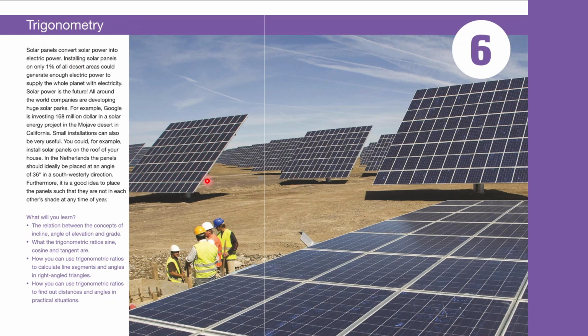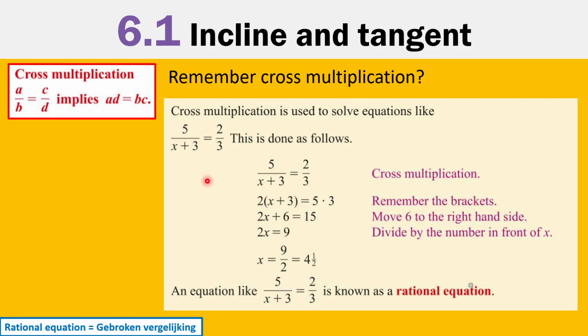Okay? So we start with 6.1 theory A, and the paragraph itself is called inclines and tangents. We will take a look at that in theory B and onwards. First, we're going to take a look back at, I think this is first discussed in chapter 2. It came back in chapter 4 as well, when we were solving equations. The cross multiplication part, right?